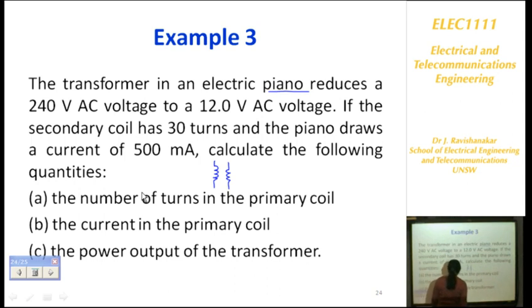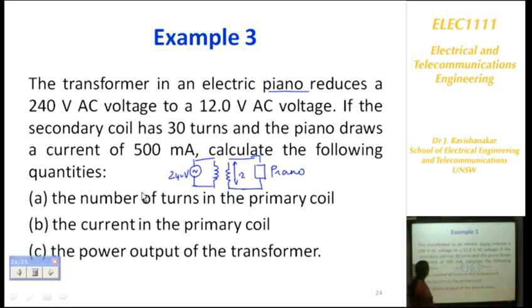Okay. So this transformer, now the input to this, there is no mention of resistance or whatever. So we can simply ignore that. So this is a 240 volts input. And then we have the output of the transformer as 12 volts here. And we have a piano acting as a load to the transformer. Okay, so this is the simple circuit.